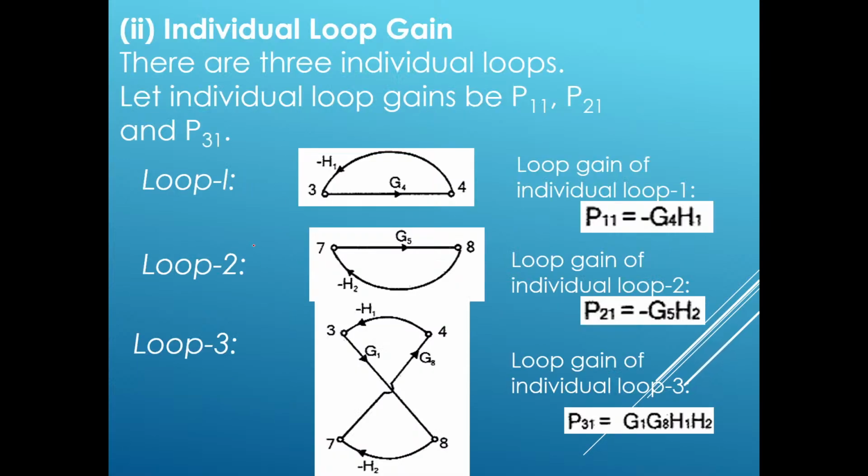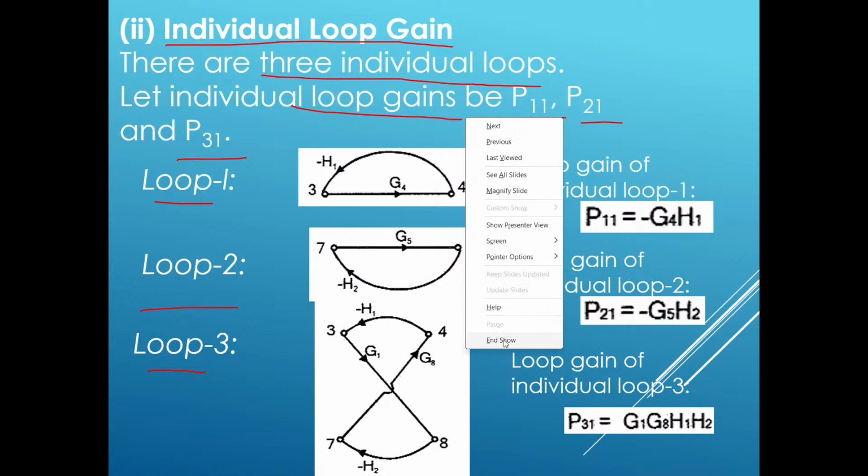So total three loops are there: loop 1, loop 2 and loop 3. So three individual loops are there. What we have to do in step 3 is determine the individual loop gains. The notations are P11, P21 and P31. These three are the notations of individual loop gains.